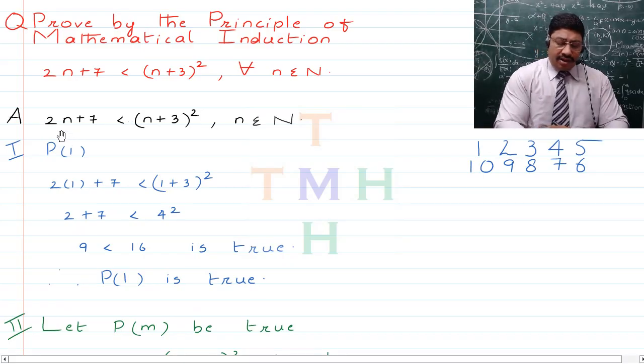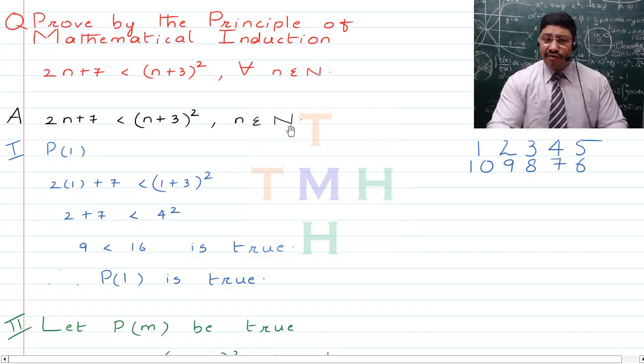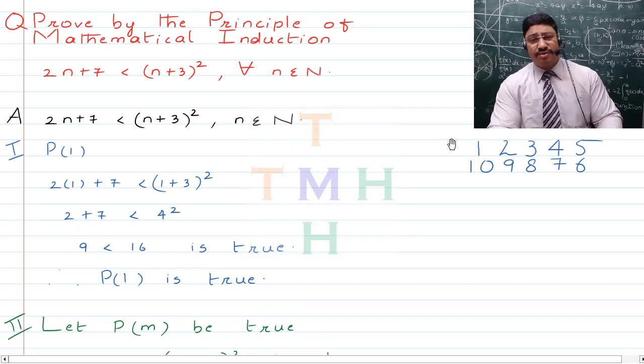So children, the question is 2n plus 7 is to be proved to be less than (n plus 3) whole square, where n is from the set of natural numbers. This capital N actually represents that this is the set of natural numbers, numbers like 1, 2, 3 and so on up to infinity, which are also known as the counting numbers, right?